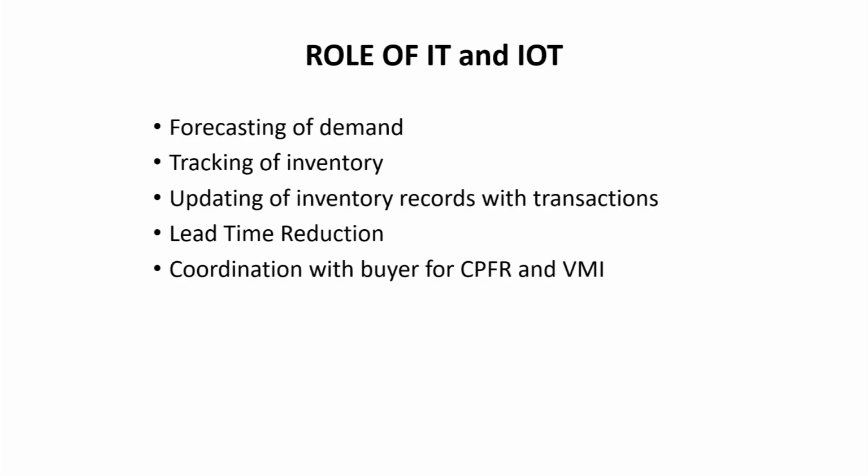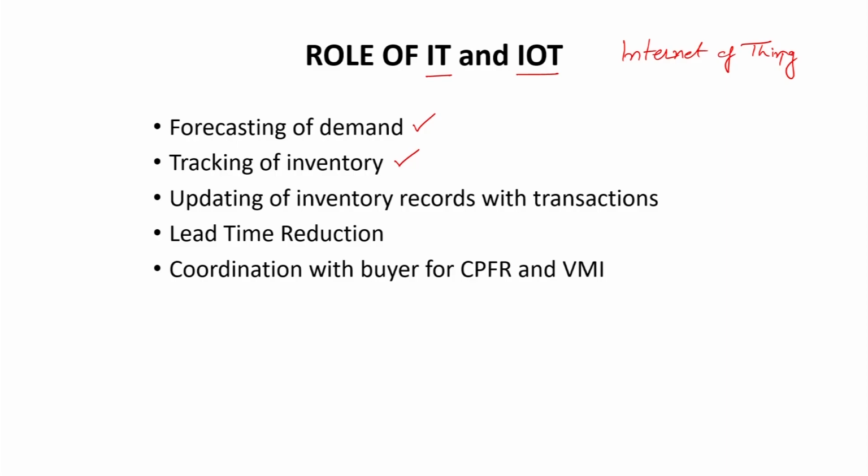Now, we can use information technology, and these days we are talking about Internet of Things or Industry 4.0, where we are taking the help of the cloud also to have better knowledge, better information about the processes, better information about the market. So, with the help of information technology, I can have a better quality of forecast. I can track the inventory also in my warehouse or from my supplier also.